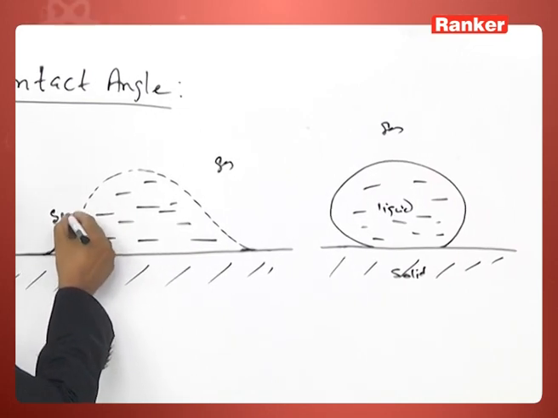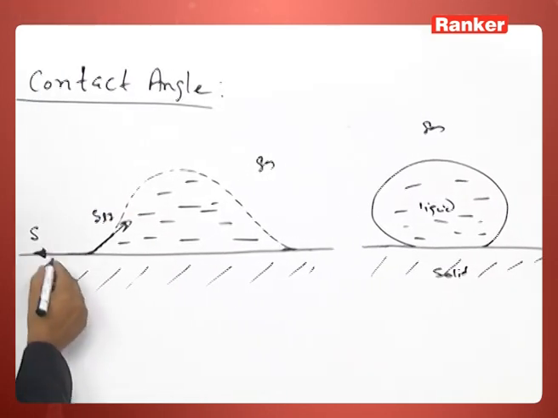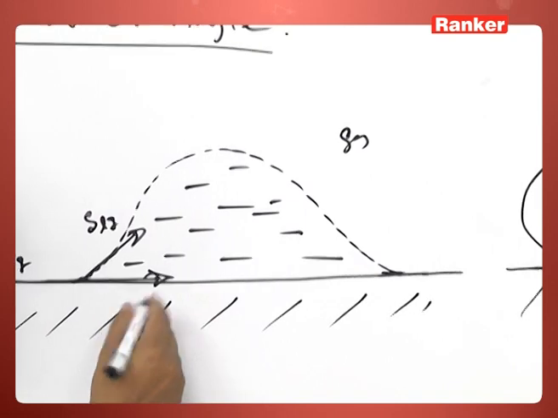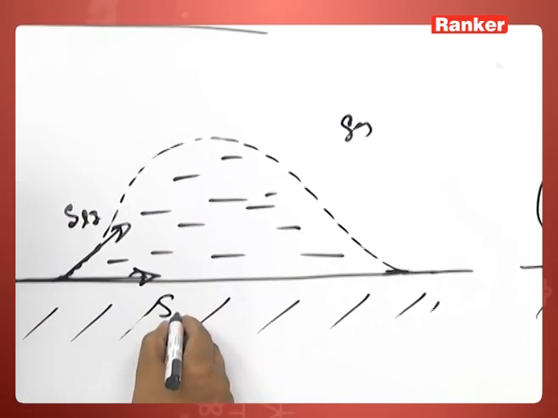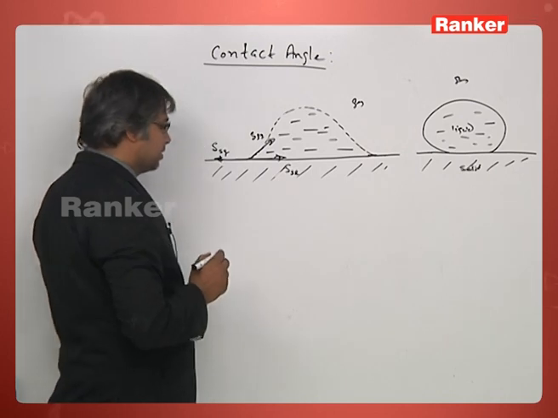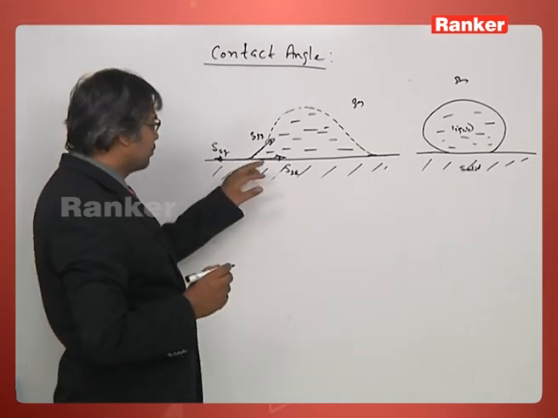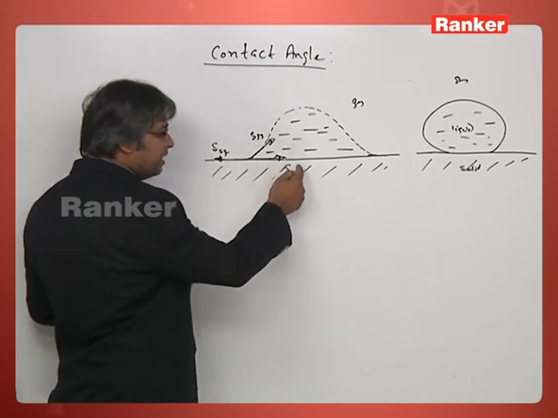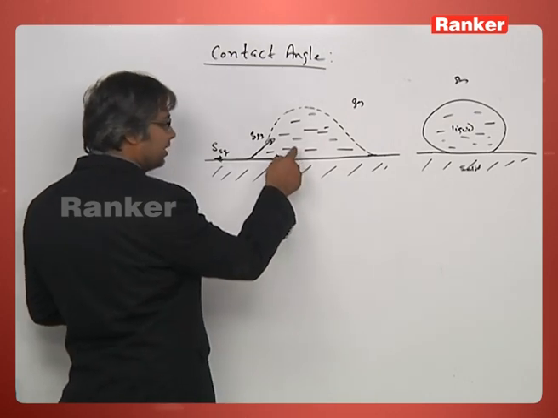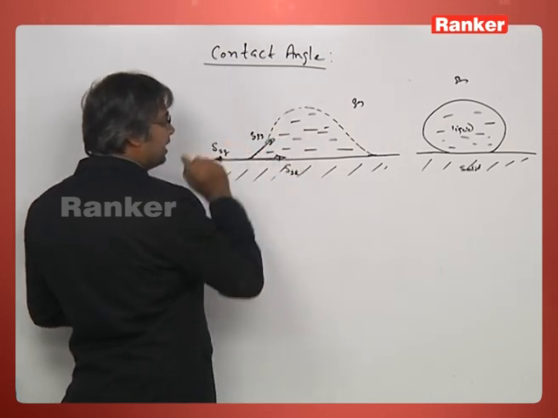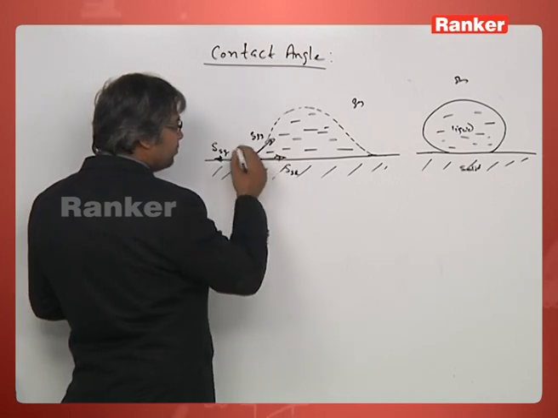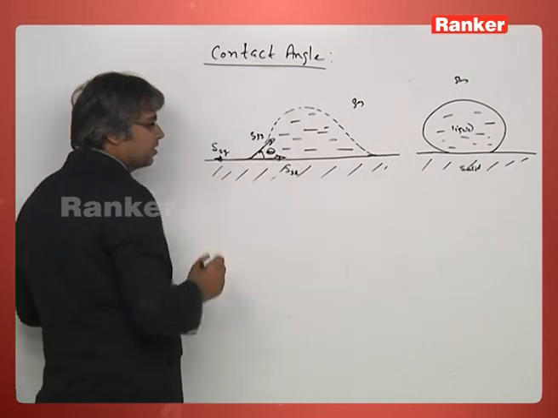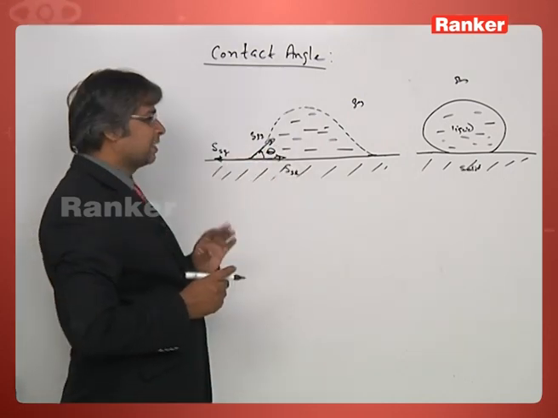and gas in contact. This is the surface tension S with solid and gas in contact, and there is also a surface in which the solid and liquid are in contact. So, we define three types of surfaces here. One surface of the solid in contact with gas, one surface of the solid in contact with liquid, one surface of the liquid in contact with gas. So, we have three surfaces, and the angle this makes with this is theta. This theta is called the contact angle.